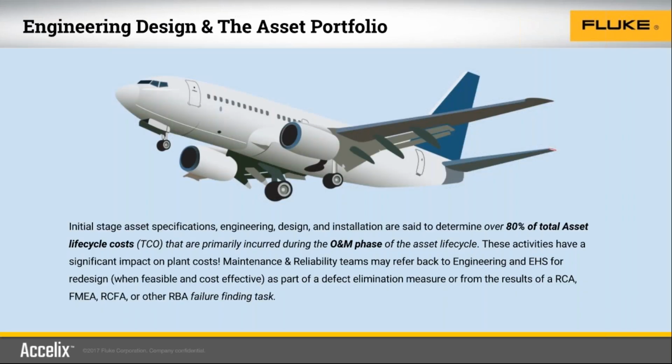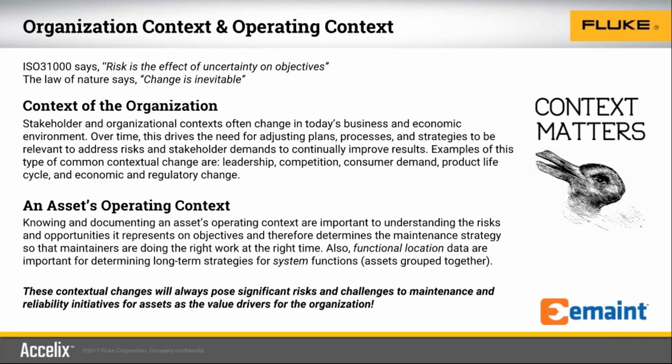Now, I'm going somewhere with this. Essentially, and this is taken from a lot of different sources, 80% of total asset lifecycle costs, primarily occurring during the operation and maintenance phase of an asset's life cycle, are determined really at the initial stage where the specifications, engineering, design, and implementation happen, installation rather. So thinking about this for a moment, you have essentially one chance to really get it right when you're going to make some of these decisions about the asset portfolio that's going to affect things like maintainability. So obviously those are some things to think about.